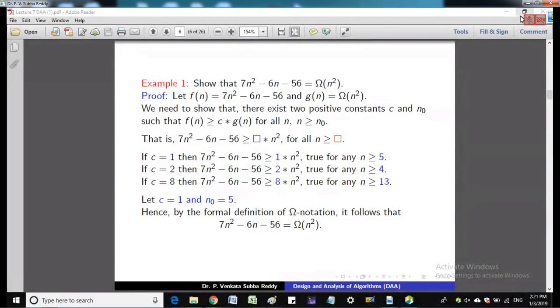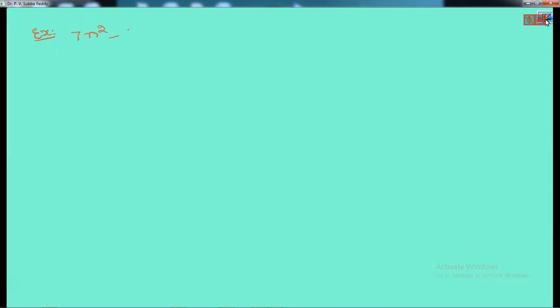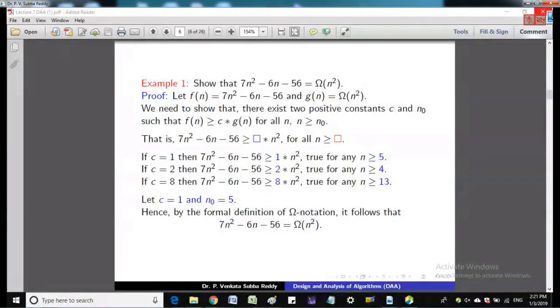Example: 7n² minus 6n minus 56, so that it is big omega of n². We know that it is true. Then how to prove this?